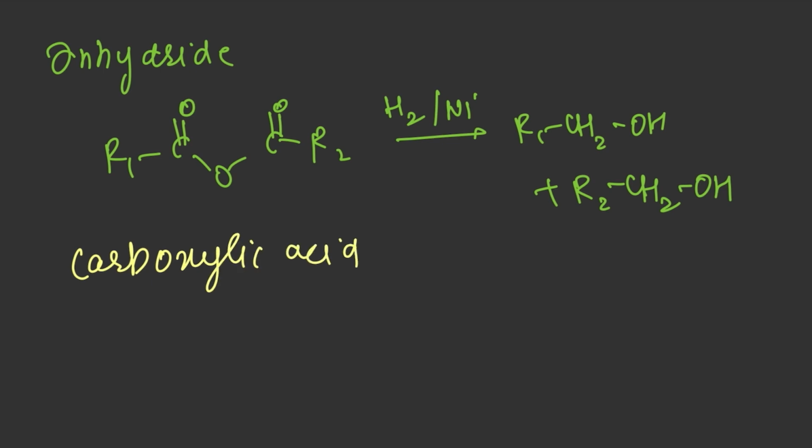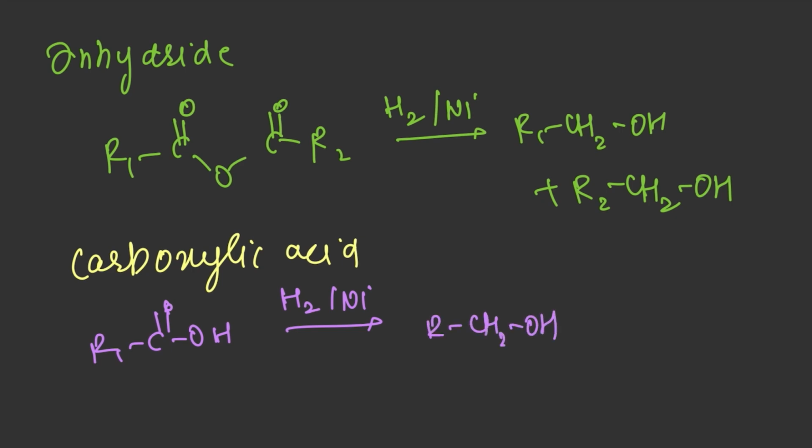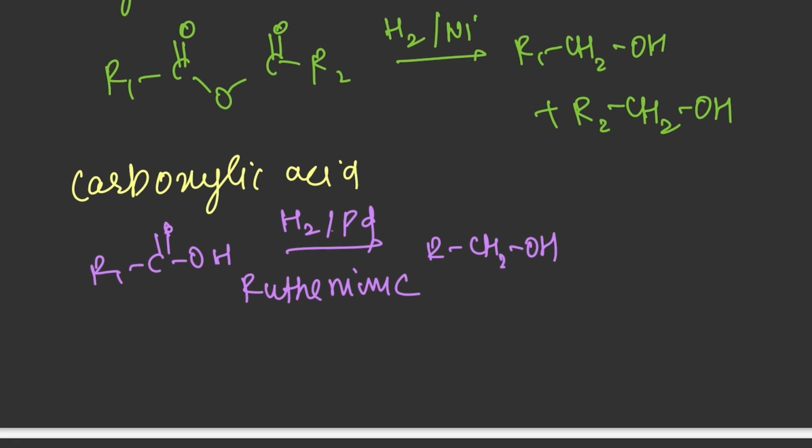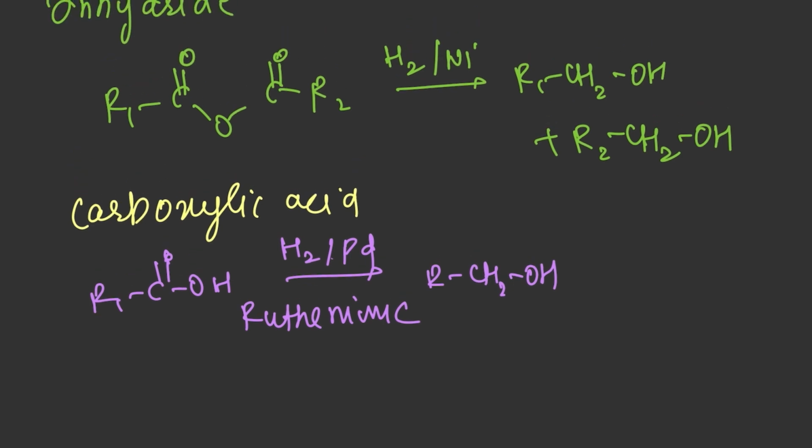Next, let's talk about the reaction with carboxylic acid. On the reaction of carboxylic acid with hydrogen nickel, what will it form? It will form RCH2OH, but with hydrogen palladium we need ruthenium carbon. The reaction proceeds only with ruthenium carbon. Generally the reaction will not happen, and will only proceed with ruthenium carbon and will stop at alcohol only.